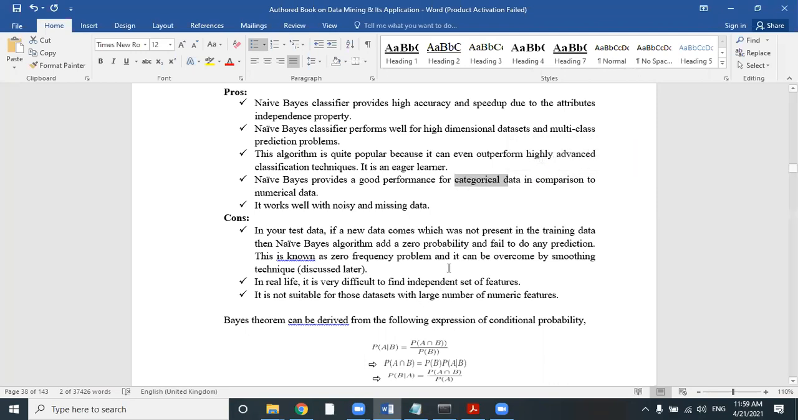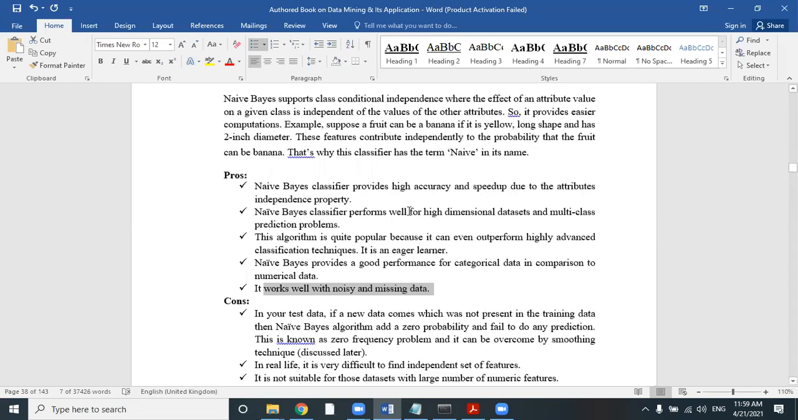Naive Bayes works well with noisy and missing data. Remember, KNN does not work well with noisy and missing data. KNN works badly with noise and missing data.